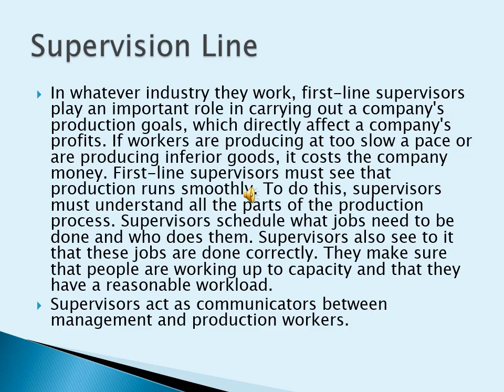This supervisor will assess, for example, if the production is at too slow a pace or maybe produces inferior goods, then they will check so the production will run smoothly. The supervisor will make sure that the people are working to their most capacity and have a reasonable workload. So in this case, the supervisor will act as a communicator between the manager and production workers.